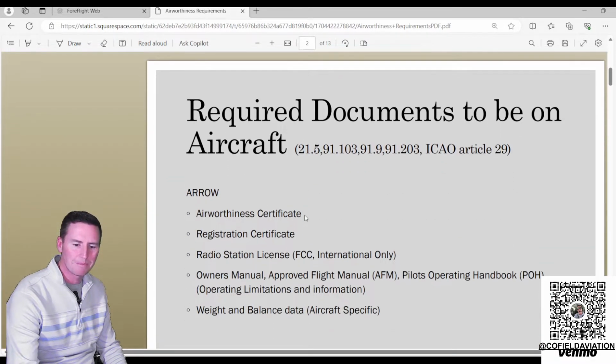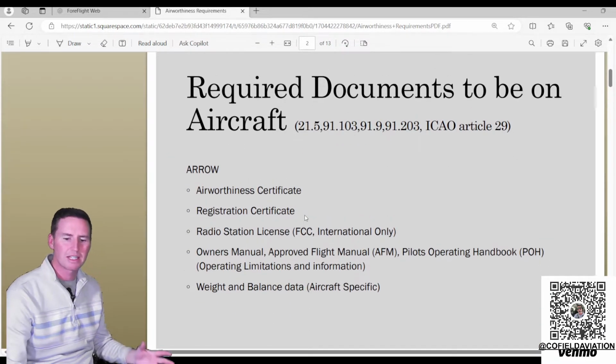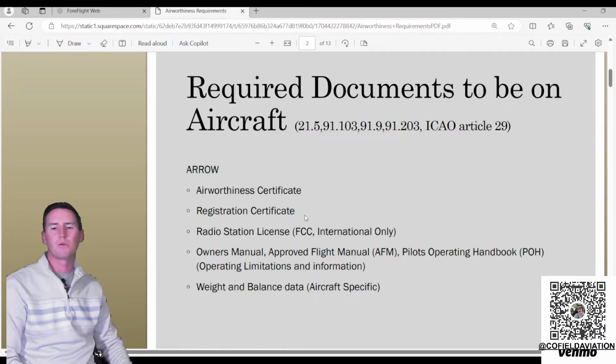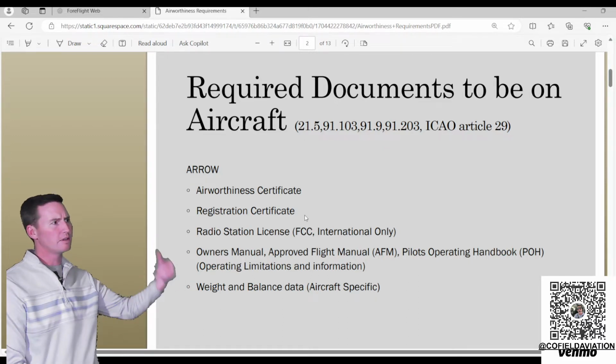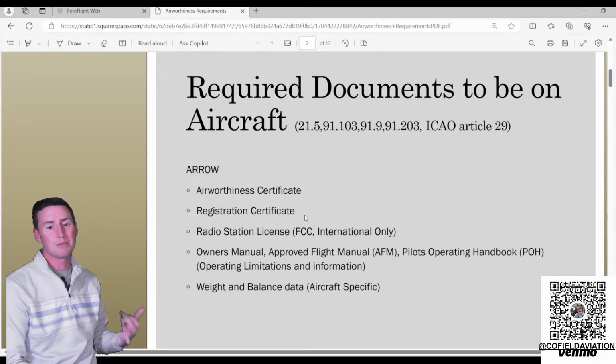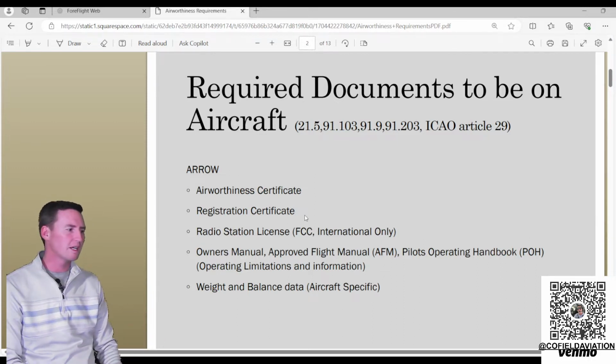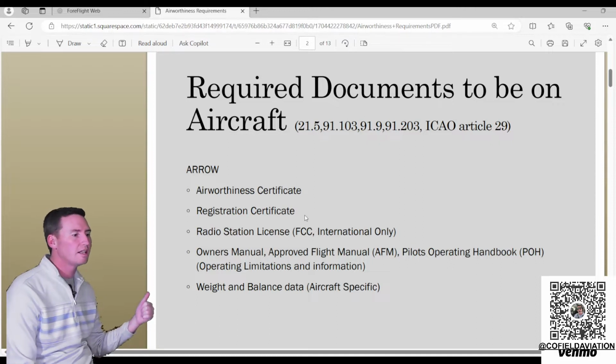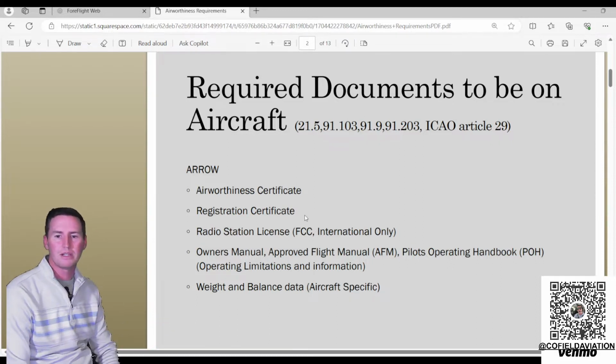All right. So how we break this down is the required documents to be on board the aircraft. I do the same thing with pilot qualifications, where you have to have your pilot certificate, medical, and photo ID when you're acting as PIC. And on the airplane, you have to have these documents.